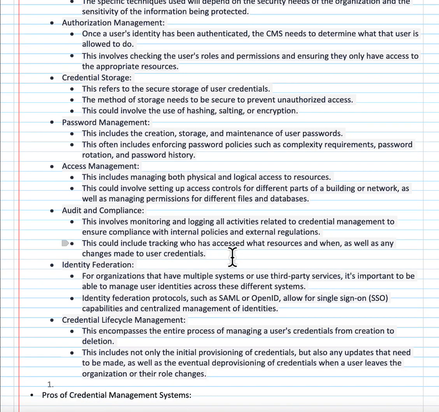Password management is another part. This is the creation, storage, and maintenance of the user passwords. And this is tied to the requirements you may have set up as it relates to complexity, rotation, history, etc. Next one is access management. This includes both giving physical and logical access to the resources. And this can set up controls in different parts of the building or network, depending on what you want to allow access into.